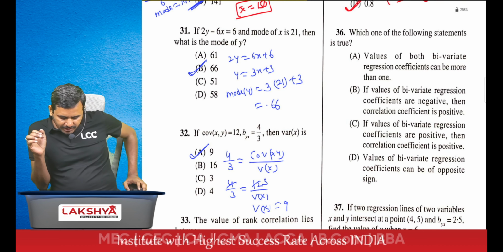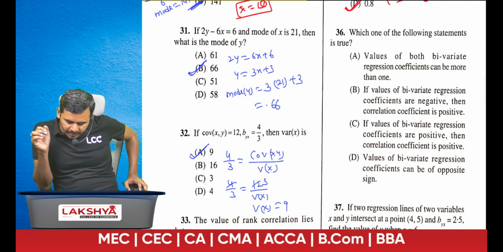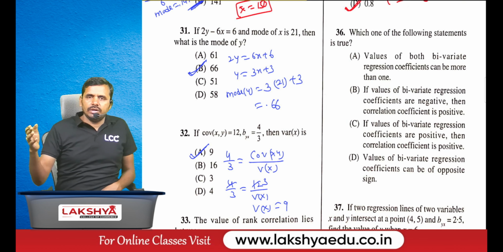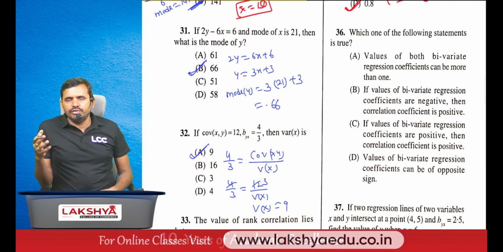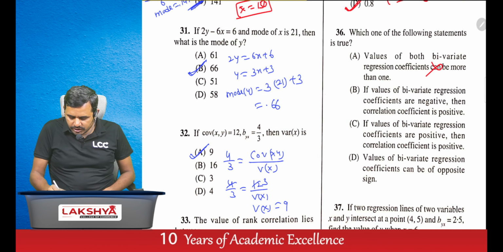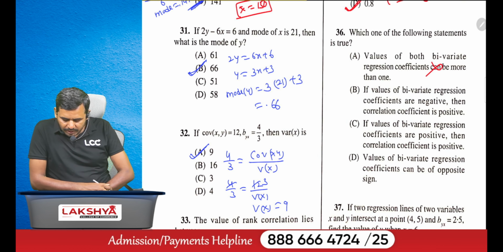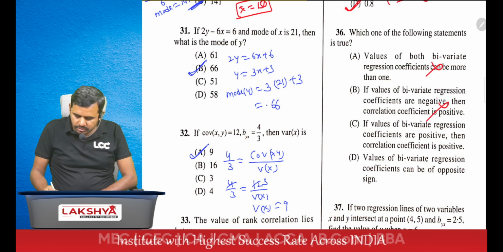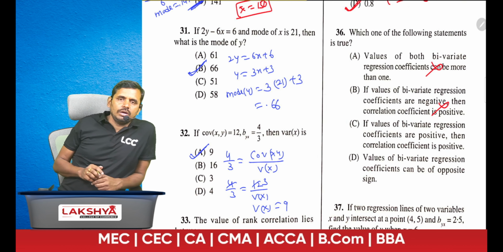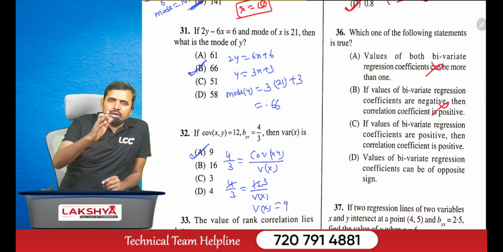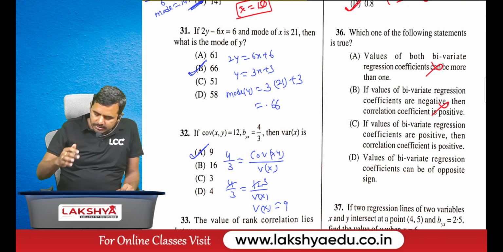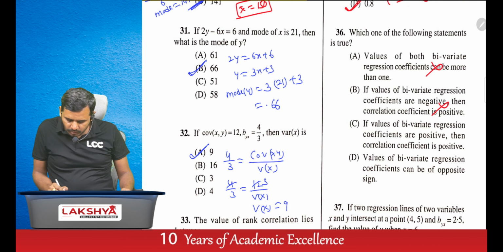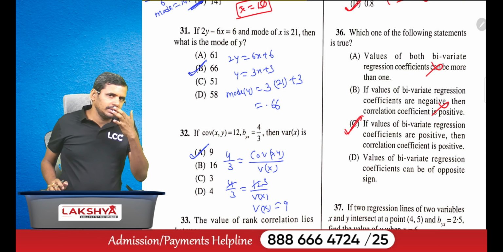Which of the following statements is true? The values of both bivariate regression coefficients can be more than 1. Both regression coefficients more than 1 affects the correlation value, that's why this is the wrong statement. The values of the bivariate regression coefficients are negative, then the correlation coefficient is positive. See, if both the regression coefficients are negative, then the correlation coefficient is also negative, or byx and bxy have the same signs. Third option: the values of the bivariate regression coefficients are positive, then the correlation coefficient is positive. Hence, the right answer is C.